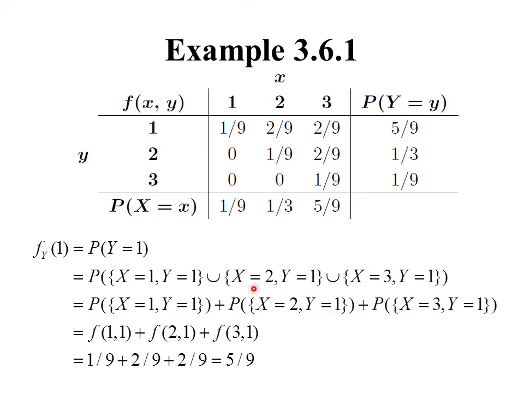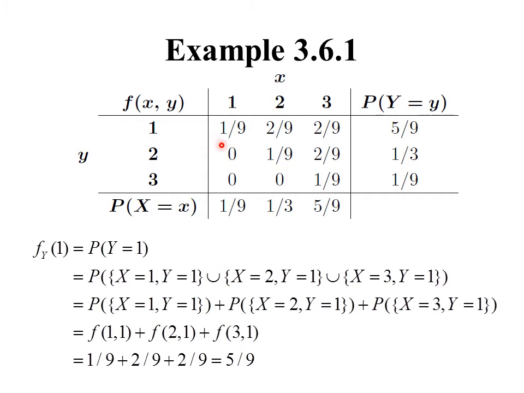And so those outcomes are all disjoint, and so we can add up their individual probabilities. So the probability that x equals 1 and y equals 1 is little f of 1, 1. Likewise, this is little f of 2, 1, little f of 3, 1. And then we just read their values off the table.